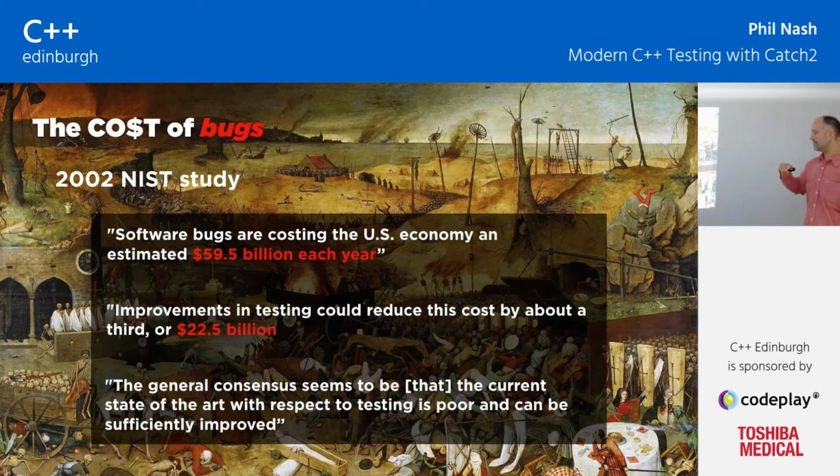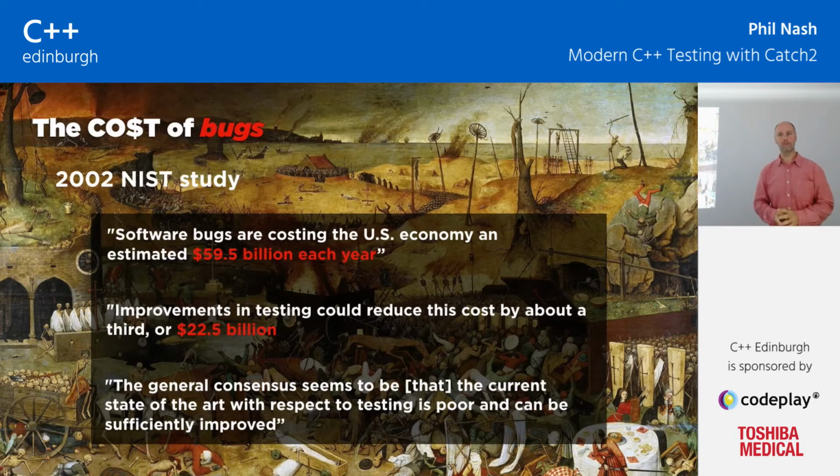But then improvements in testing could reduce this cost by about a third, or $22.5 billion. They're not quite sure why they came to this idea it's only a third. I would have thought you could probably get a bit more out of it than that, but even so, that's a lot of money on the table. The general consensus seems to be that the current state of the art with respect to testing is poor and can be sufficiently improved.